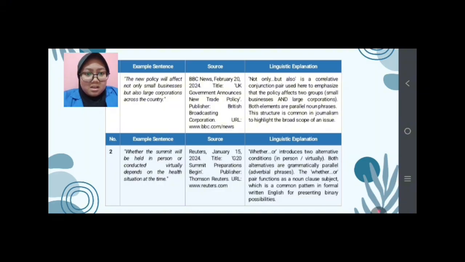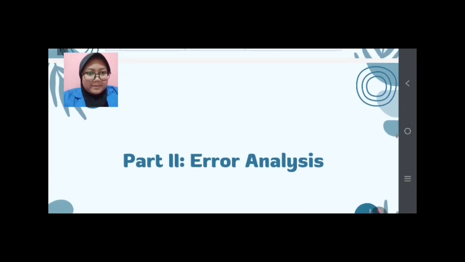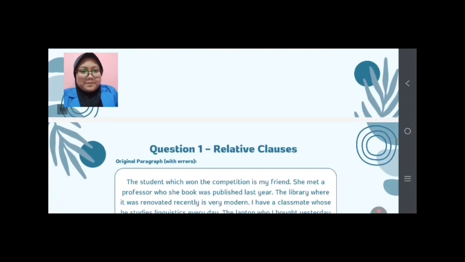Example 2. Whether the summit will be held in person or virtually depends on the health situation at the time. The source is Reuters. Linguistic explanation: whether or introduces an alternative condition, in person or virtual. Both alternatives are grammatically parallel adverbial phrases. The whether or pair functions as a noun clause subject, which is a common pattern in formal written English for presenting binary possibilities. Part 2. Error analysis.